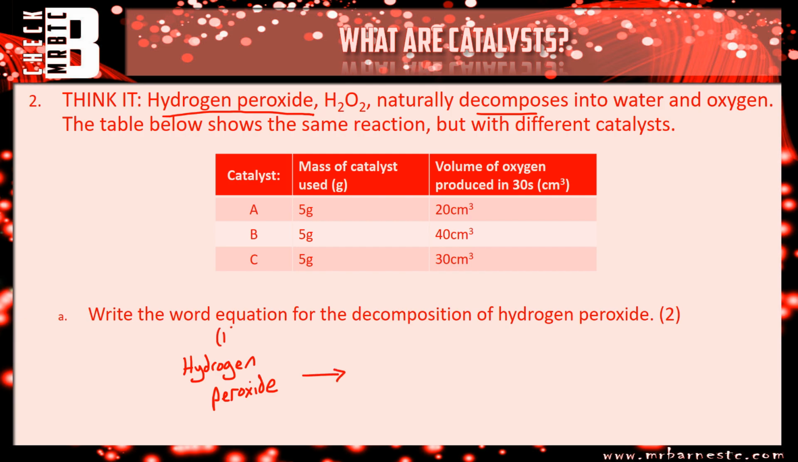So I've got hydrogen peroxide as my reactant, so you get 1 mark for that. And what does it produce? What does it decompose into? Water and oxygen. So 1 mark for hydrogen peroxide, 1 mark for, on the right of the arrow, having water and oxygen.